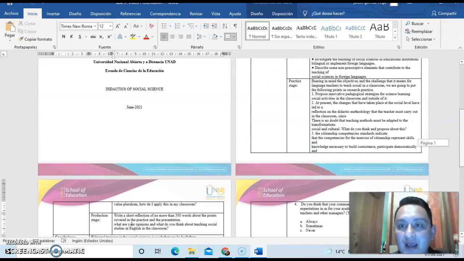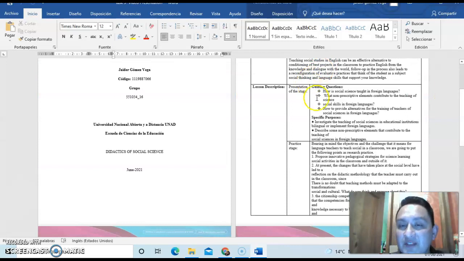It's very simple because in the presentation stage we start with the guiding questions. For example, how is social science taught in foreign languages, and what non-descriptive elements contribute to the teaching of science? We have specific purposes that investigate the teaching of science, or describe some elements that contribute to the teaching of social science in foreign languages.